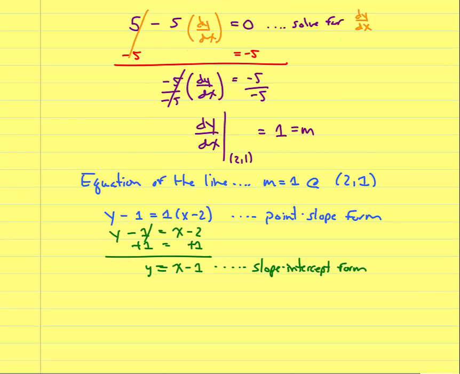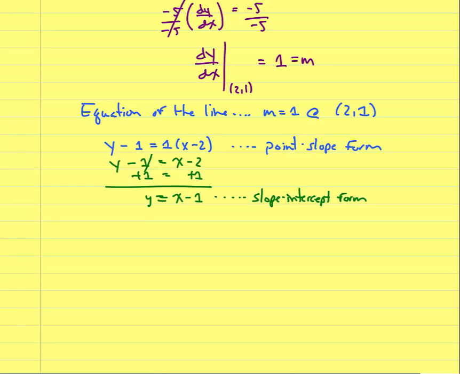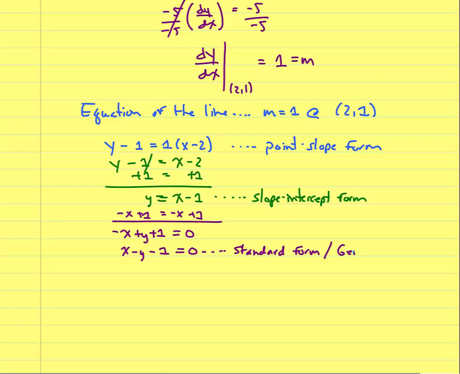Now there's one other form that comes up sometimes, not as often. For standard form or general form, what we do is move everything to the left. So if I subtract x and add 1 on both sides, on the left-hand side I have negative x plus y plus 1 equals 0. Usually we like our leading coefficient to be positive, so if I multiplied through I'd get x minus y minus 1 equals 0. This is called standard form or general form.